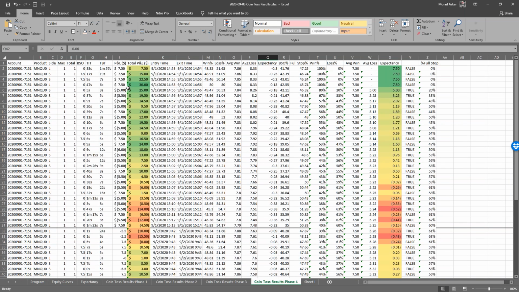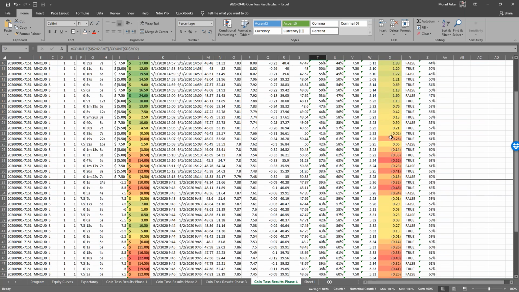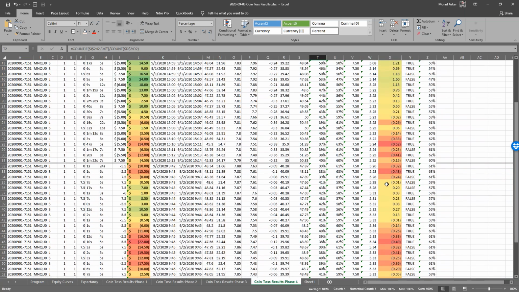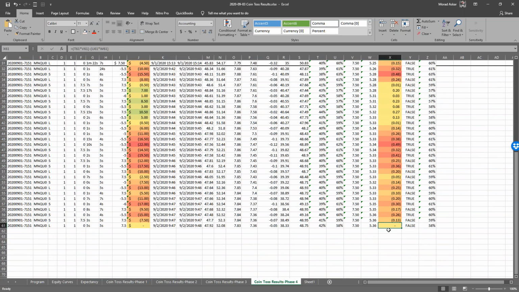On phase 4 with a 15 tick target, 10 tick stop on a one lot, we start off pretty good. We've got a streak of wins, pretty decent. And then we get into negative territory here, start taking losses. It's a one on, one off. So the loss percent and the full stop percent are the same. And at the end of the day, we ended up finishing at 0.